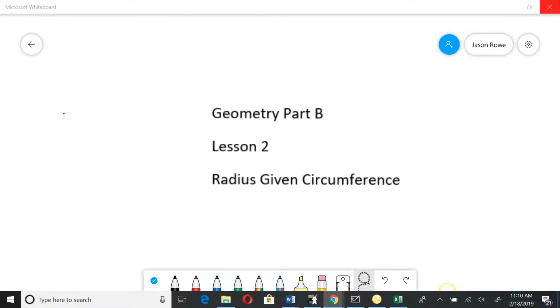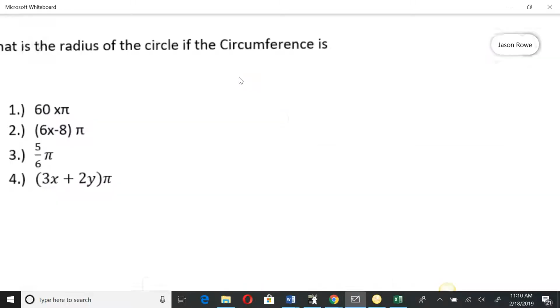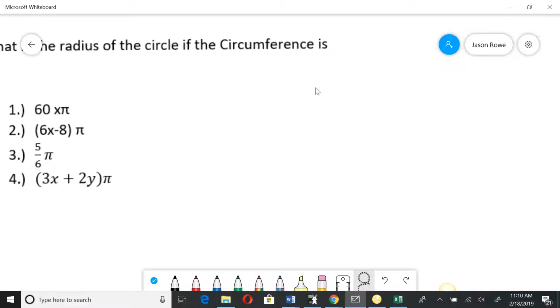This is Mr. Rowe. We're looking at geometry, part B. This is lesson 2 on circumference and arc length. And we're going to take a look at those problems where you're asked to find the radius given the circumference. So let's take a look at some similar examples. Here are some examples like those in the lesson, and we're going to figure out how to find the radius.